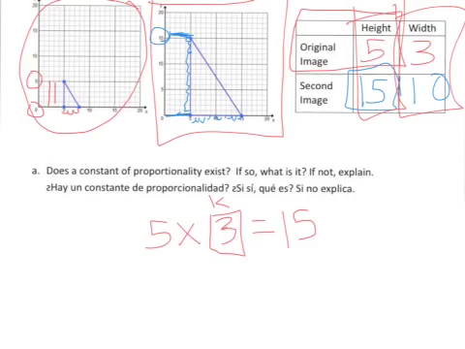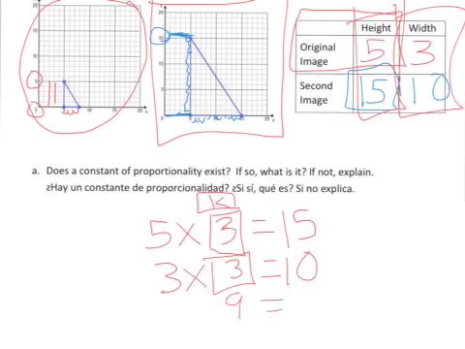The width. So we've got 3 times some number gives us 10. Well, it should be the same. If there is a constant of proportionality, it should be the same if this is an enlargement. So 3 times, it should be the same, 3 if it's proportional. Let's see if it's proportional. Well, let's see. 3 times 3 is 9, which is not the same as 10.